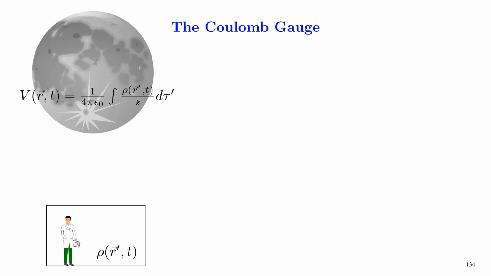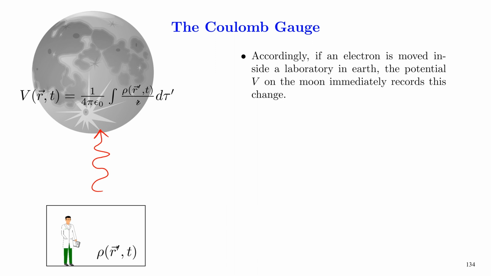So this is a very interesting result. Let's try to find the meaning of this. Let's assume that somebody is moving some charges in a laboratory that is situated on Earth. So the charge density is rho, which is a function of r prime and t. When we try to record this potential on the Moon, according to the equation for the potential that we wrote, that is V(r,t) equal to 1 over 4 pi epsilon 0 times the integral of rho(r',t_r) over script r times d tau prime, this potential will be recorded on the Moon at the very instant there is a charge movement.